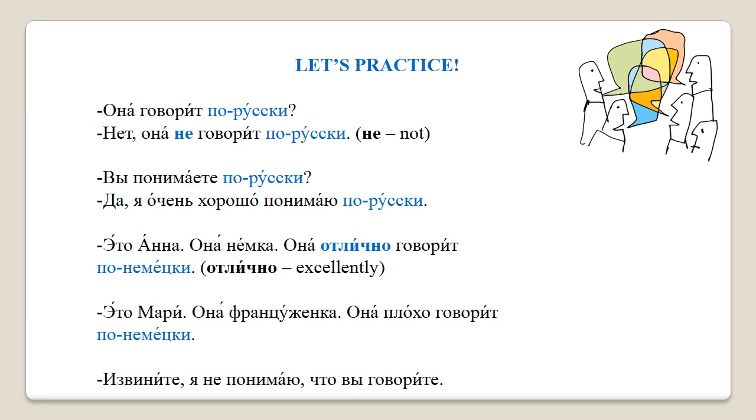Это Анна. Она немка. Она отлично говорит по-немецки. This is Anna. She is German. She speaks German excellently. Это Мари. Она француженка. Она плохо говорит по-немецки. This is Marie. She's French. She speaks German badly.